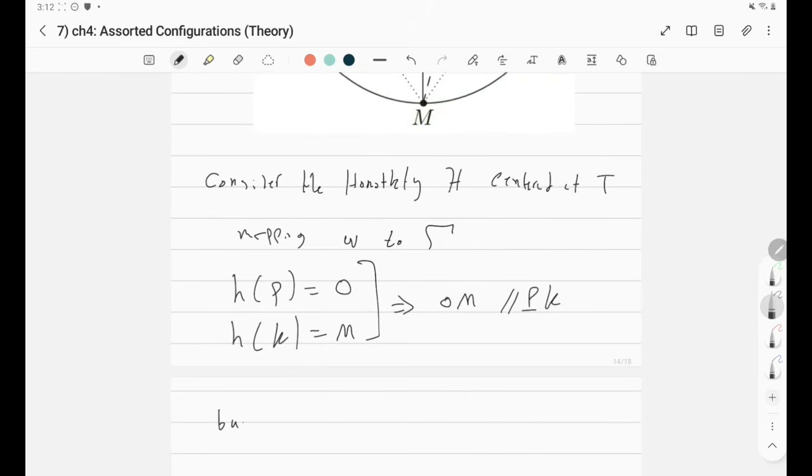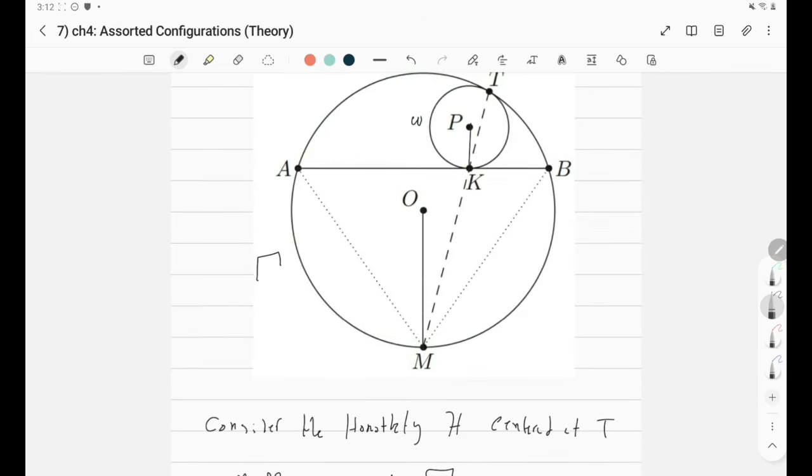However, we already have a perpendicularity. We know that PK is perpendicular to AB, as we said. We already have this perpendicularity right here from the tangency. So that means we also have a perpendicularity here. So if you join this one here, it's going to be perpendicular.